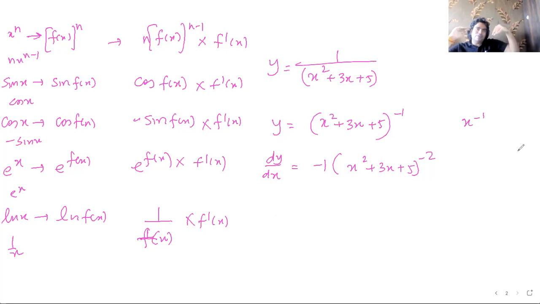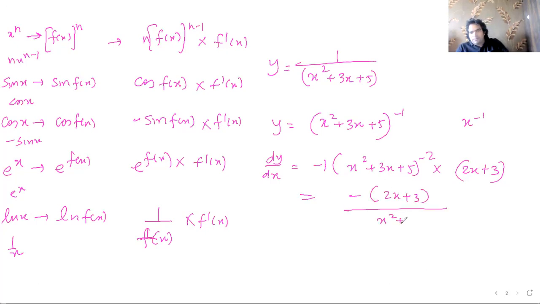So indirectly, in the previous example we did h dash x, the outer one, and differentiated it. Now we have to do the inside one, which is the derivative of this, 2x plus 3. If you simplify this, it is negative (2x plus 3) over (x squared plus 3x plus 5) the whole squared. So that's your derivative out here.